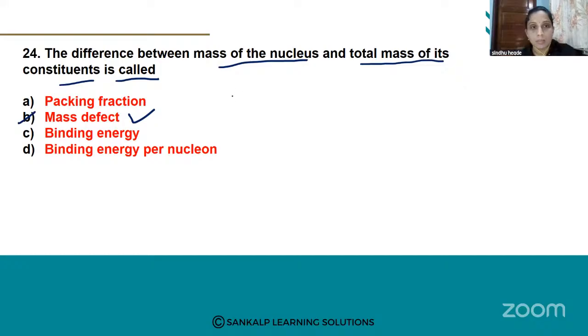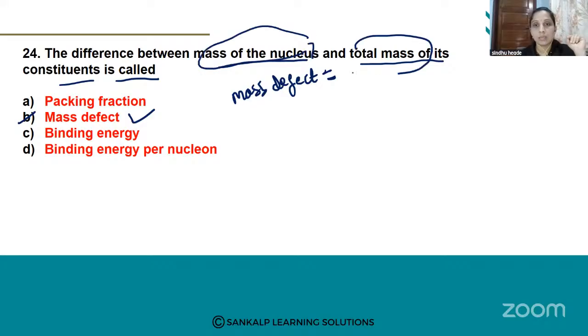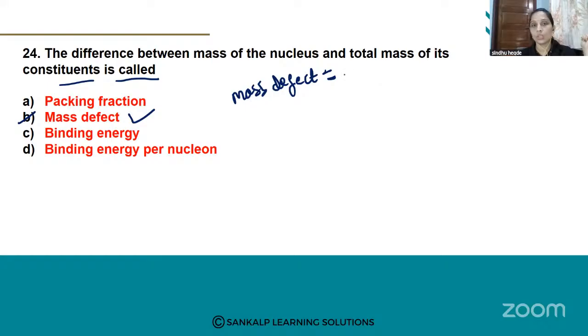Mass defect. Mass defect tells that it is the difference between the mass of the nucleus and the total mass of its constituents. It gives the difference between the mass of the nucleus and the total mass of the constituents. It is called mass defect. This is the formula of mass defect. Got it clear? Okay.